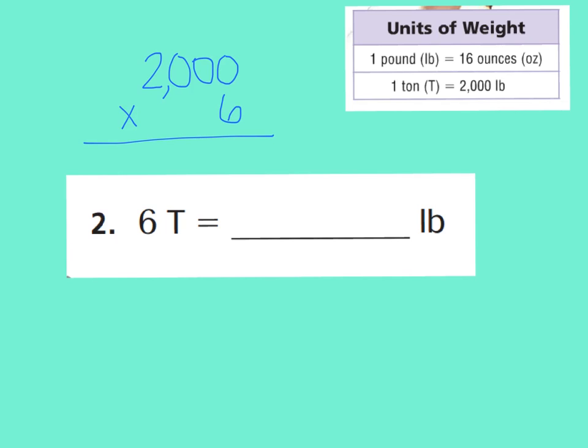Let's go ahead and multiply. 6 times 0 is 0. 6 times 0 tens is 0 tens. 6 times 0 hundreds is 0 hundreds. 6 times 2,000 is 12,000. So you should have said 12,000 pounds.